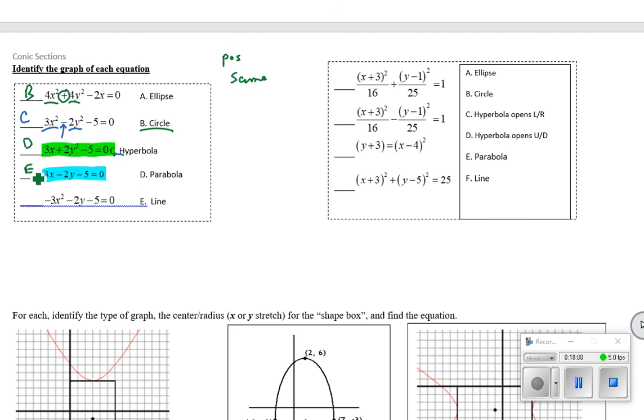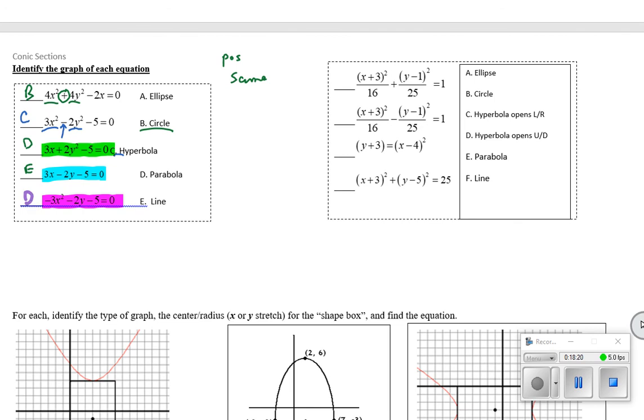Now, don't think because I've used B, C, D, and E, the next answer is A. It is not. I'm very likely to give you 5 answers, but only use 4 of them. This last one has only one square. What shape has only one square? The parabola. D was used twice. A was never used.